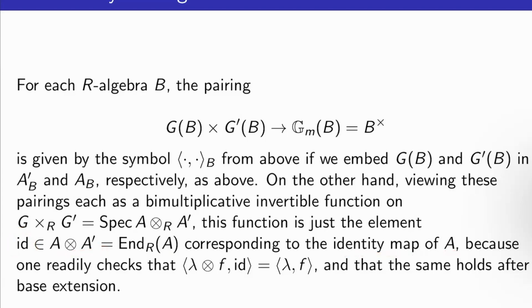And the reason for this is it's a simple calculation. You just check that bracket lambda tensor F comma ID is nothing but bracket lambda comma F, and that the same holds after base extension. And that exactly gives you what I'm saying here based on the information we've discussed prior.